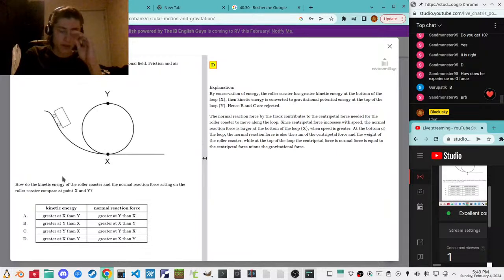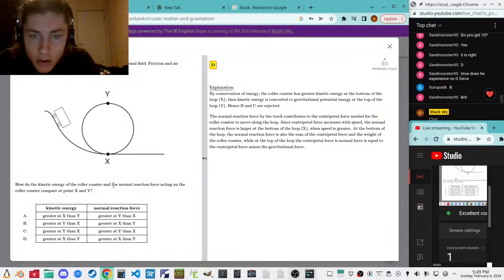What do you want? Oh, because there's mg. It's greater kinetic energy at the bottom of the loop, hence B and C are rejected.